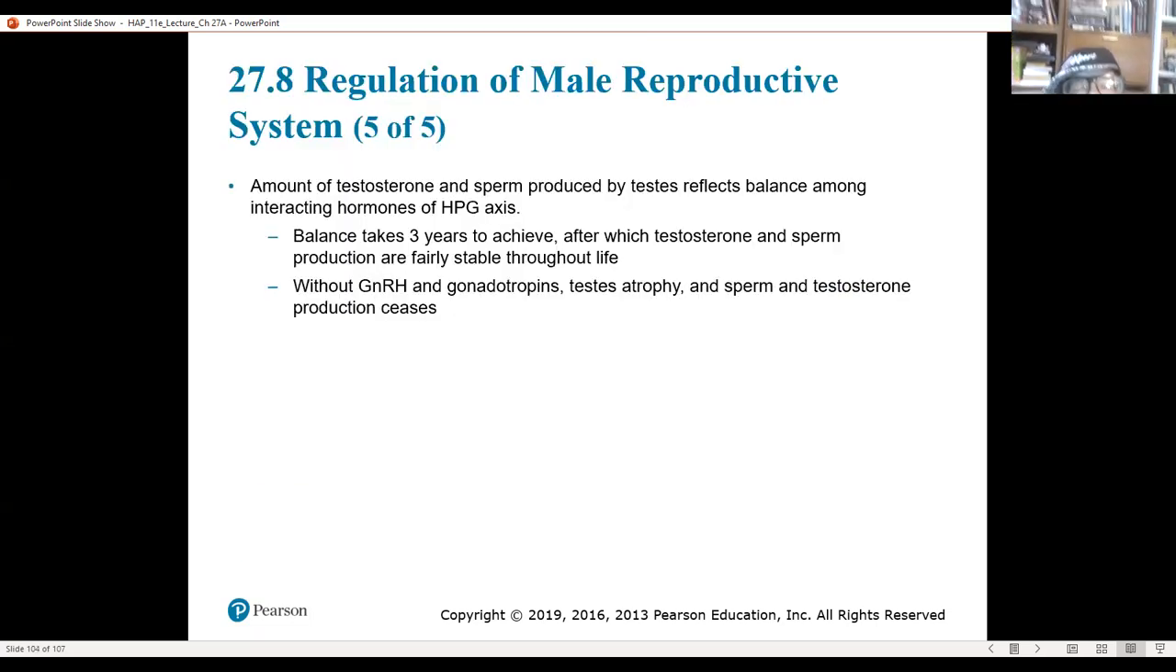The amount of testosterone and sperm produced by the testes is a balance from the hormones on the axis. It takes about 3 years to achieve during puberty, after which testosterone and sperm production stay fairly stable throughout the rest of life. Without gonadotropin releasing hormone and gonadotropins, the testes will atrophy, they will shrivel up, and sperm and testosterone production will stop.